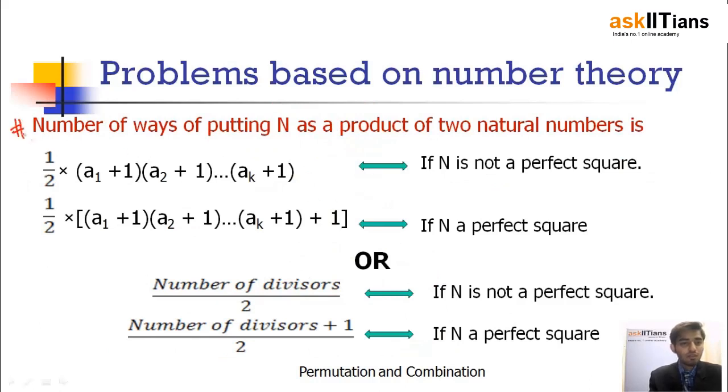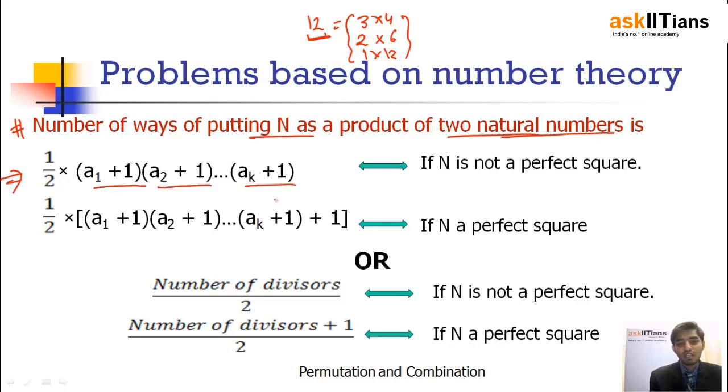Now if I want to find the number of ways of putting n as the product of two natural numbers, if I have 12, I can represent 12 as 3 into 4, and I can represent 12 as 2 into 6. I can even represent it as 1 into 12, right? So in how many ways can I represent 12 as the product of two natural numbers? That will be given by this formula, that is half of (a1 plus 1)(a2 plus 1)...(ak plus 1).